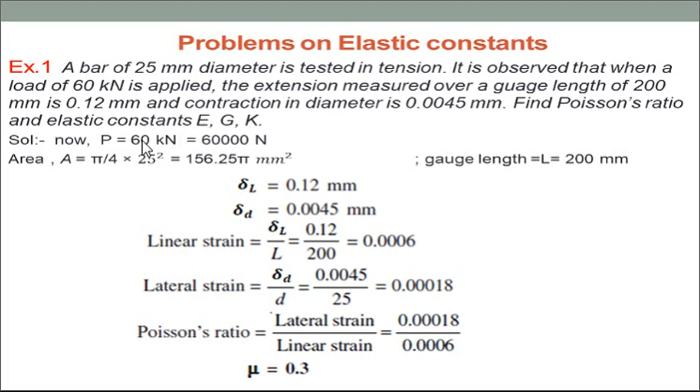The applied tensile load is given. Capital P is the symbol denoted for the tensile load, 60 kilonewton. It is converted into 60,000 Newton: multiply by 1000 and you get the value in Newton. So 60,000 Newton. Area: it is a circular cross-section bar whose diameter is given in the problem, so you can easily calculate the cross-sectional area. We have the formula pi by 4 into d square. The diameter of the bar is 25, so pi by 4 into 25 square. This gives the cross-sectional area.